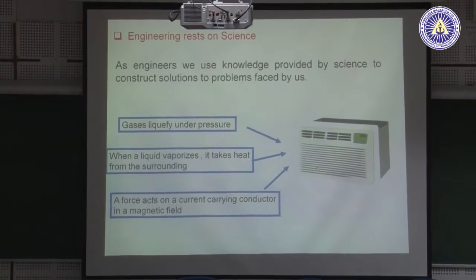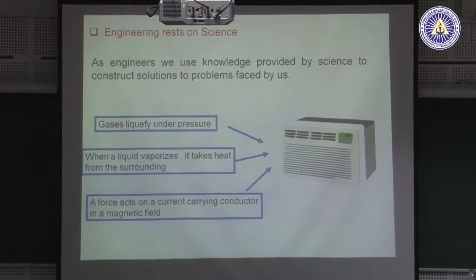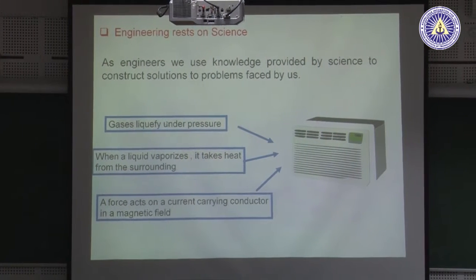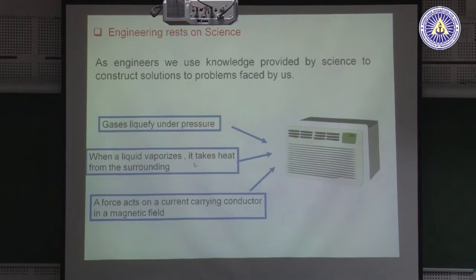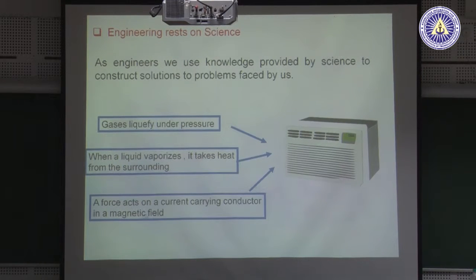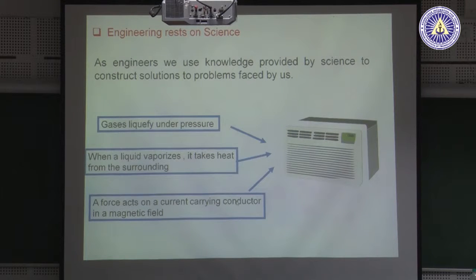You take an air conditioner, and you know that you require various principles of physics. The gases liquefy under pressure. When a liquid vaporizes, it takes heat from the surroundings. You see a force acts on a conductor carrying current. All these different principles of physics and chemistry, you see their applicability, right? So students have no problem in understanding: yes, I've come to do engineering, but I know that engineering rests on science. So I must have a good grasp of the different principles of physics and chemistry and all that.